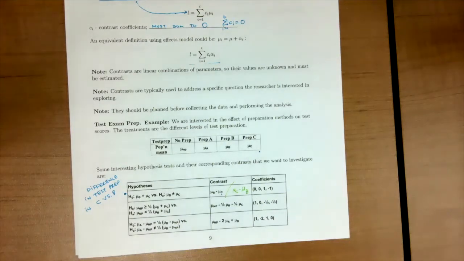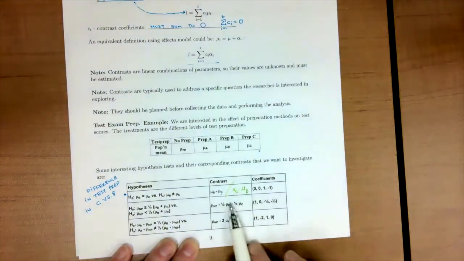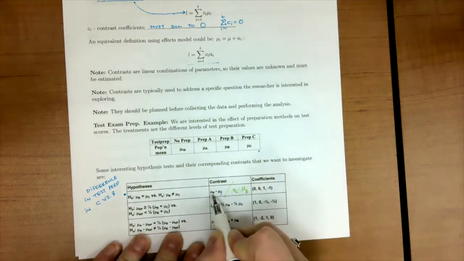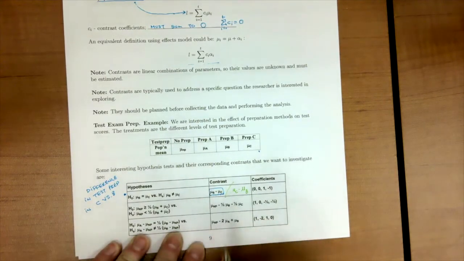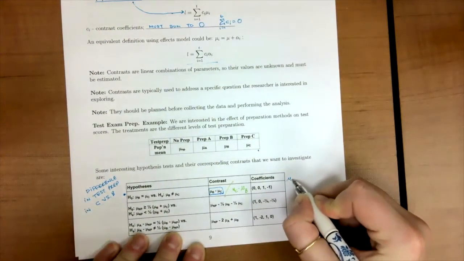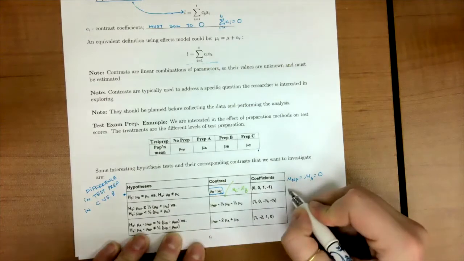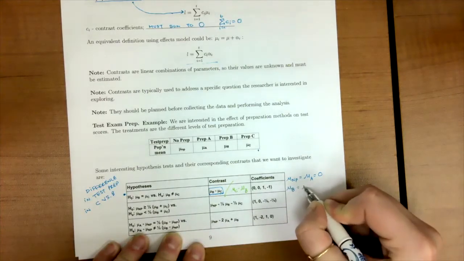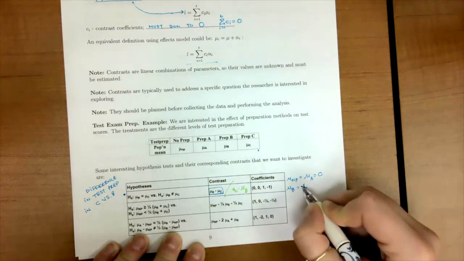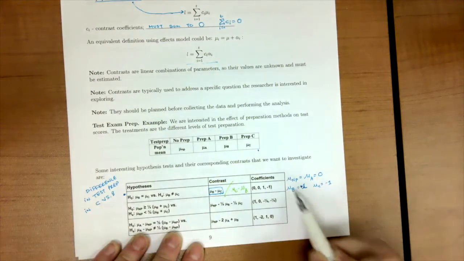In this specific contrast, where we are comparing these two groups, we want to identify what our contrast coefficients would be. In this case, if we were looking at mu B minus mu C, our contrast coefficients would be 0 for mu of no prep, 0 for mu of A, because they're not part of this, and then 1, a positive 1, for mu of B, and minus 1 for mu of C. Again, they need to sum up to 0.